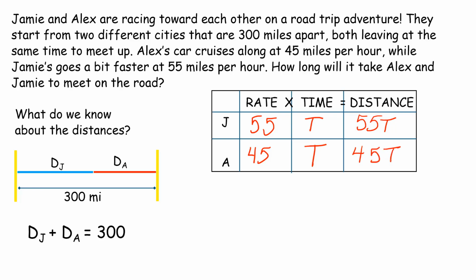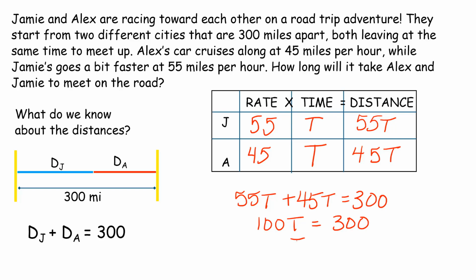Now I will use my equation that I made at the beginning of this problem to substitute these values into that equation. D sub j plus d sub a equals 300. So d sub j is 55t, so I'll put that in. D sub a is 45t, I'll put that in. And that is equal to 300. So 100t is equal to 300. So t is equal to 3, and this is time, and that would be hours.